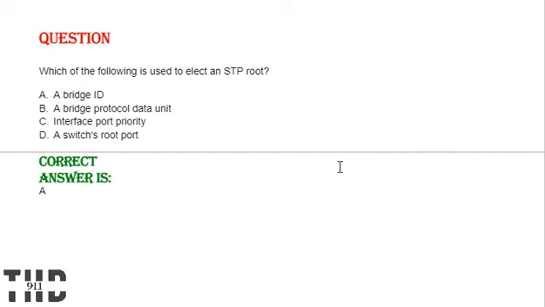Which of the following is used to select an STP root? Option A, a bridge ID. Option B, a bridge protocol data unit. And option C, interface port priority. Option D, a switch root port. The correct answer is option A.